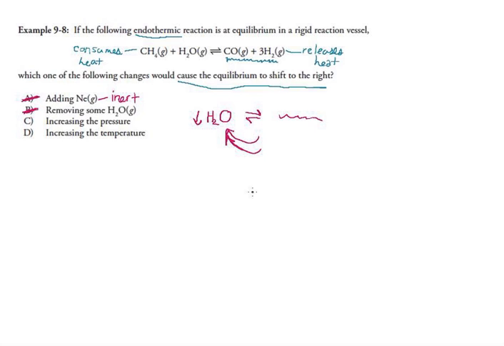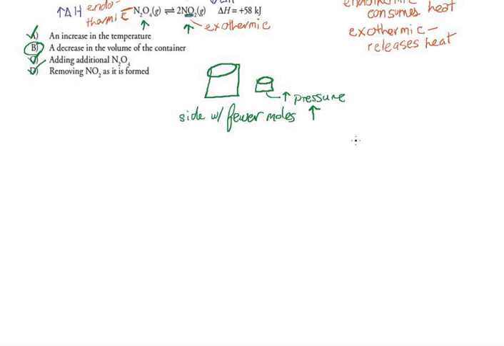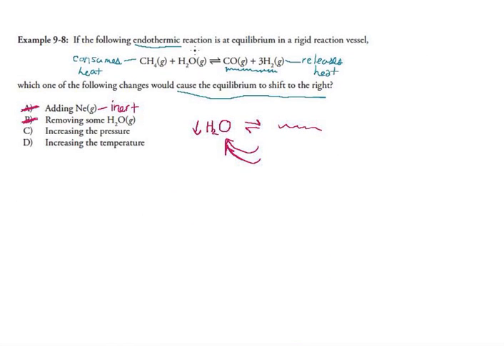And then increasing the pressure. Again, we talked about this a little bit up here a moment ago. When we decrease the size of the vessel, that increases pressure. When we have increased pressure, the side with fewer moles overall is going to end up getting favored. And notice that in this case, we've got 1 mole and 1 mole versus 1 mole and 3 moles. So this is still the side that would get favored rather than the right side. So that one has to go away as well.